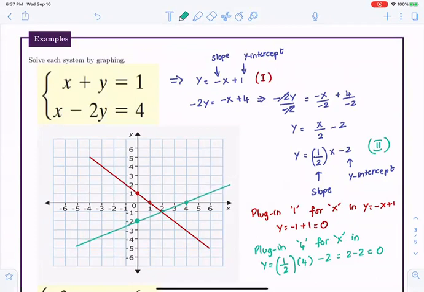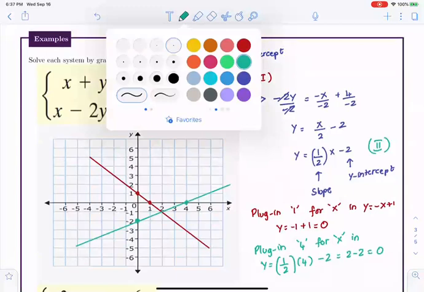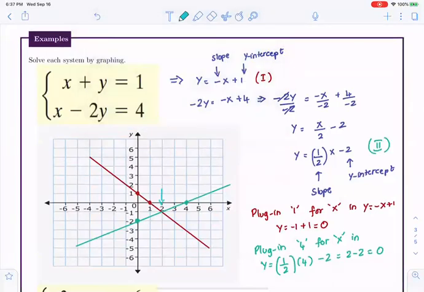So we can see where the point of intersection is. To me, it looks like it's right over here, and it happens to be 2, -1. Now, the graph is quite satisfactory, but you want to verify this at all times by plugging it back into one of the two, or both, equations.